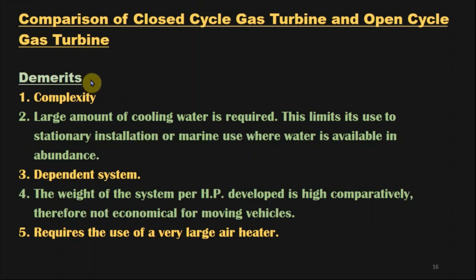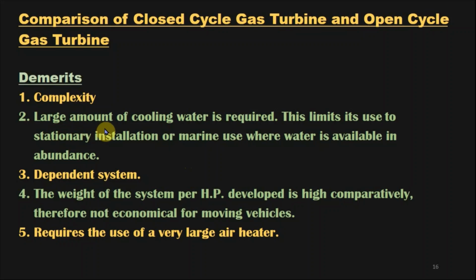Now coming to the demerits of closed cycle gas turbines or the advantages of open cycle gas turbines. Closed cycle gas turbine is basically complex in nature. Even though it's a very clean cycle, it is complex in construction. In a closed cycle gas turbine, a cooling chamber is involved in order to cool the hot gas coming out of the turbine after expansion and recirculate it into the compressor during the next cycle.